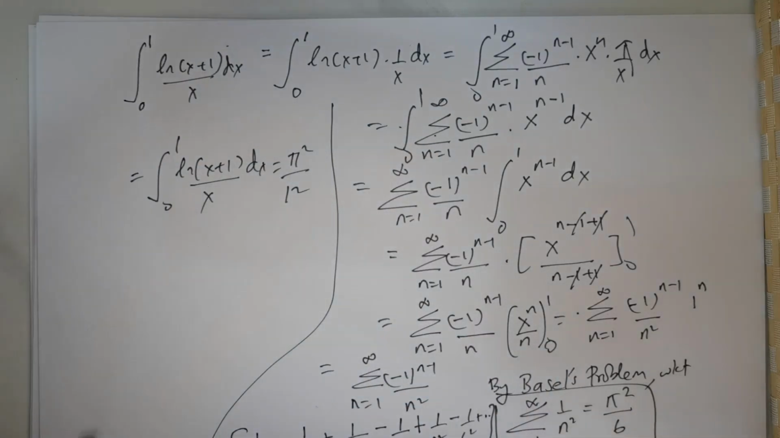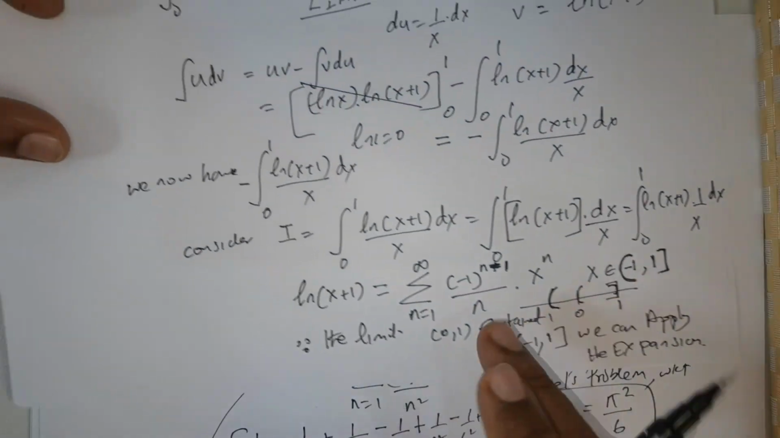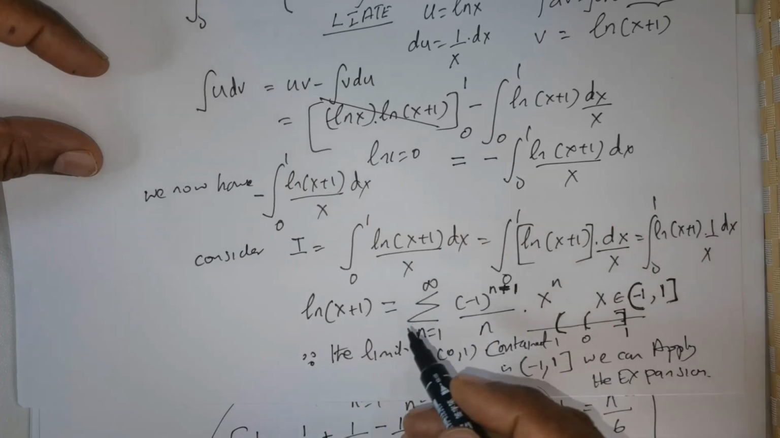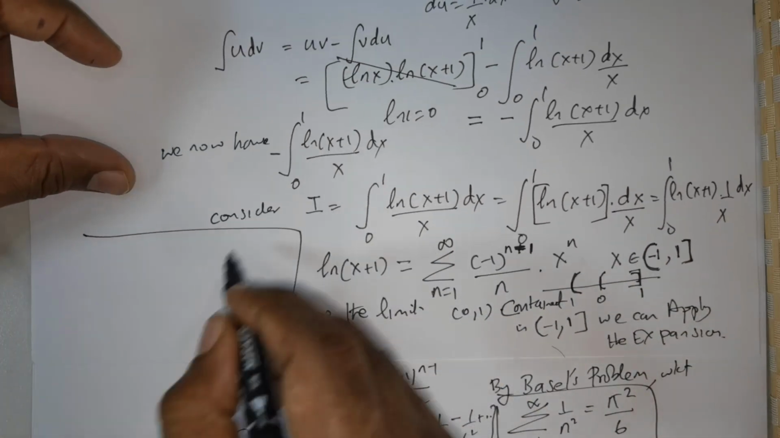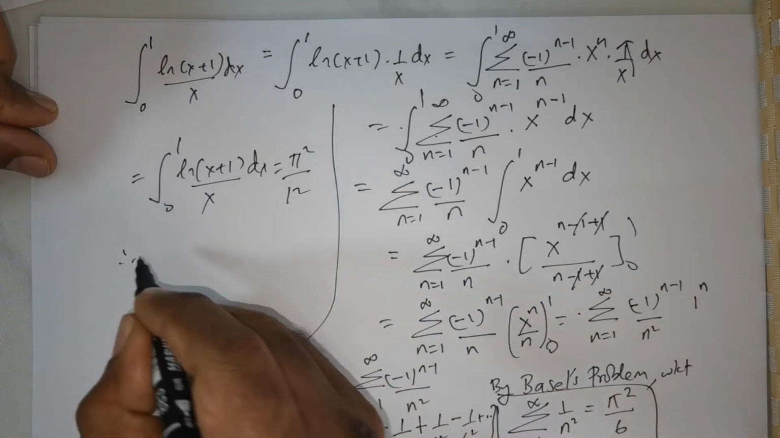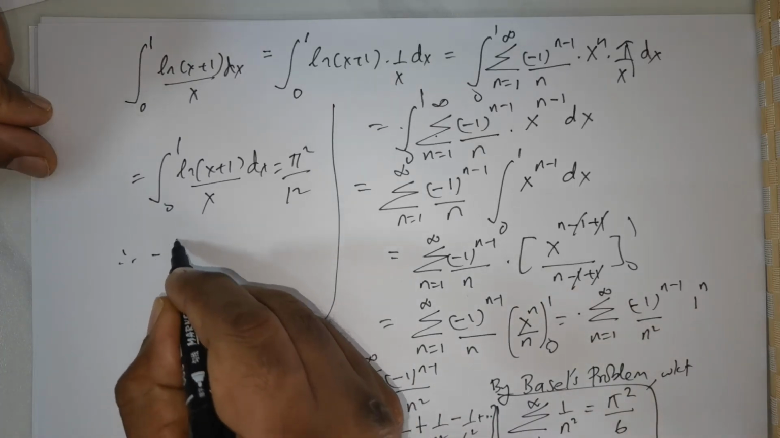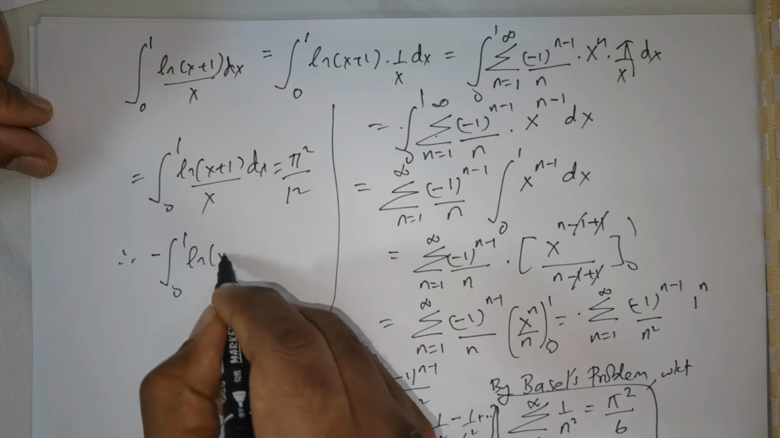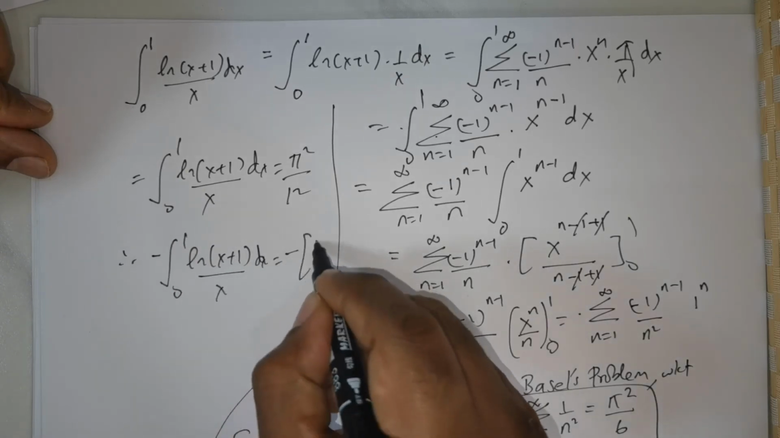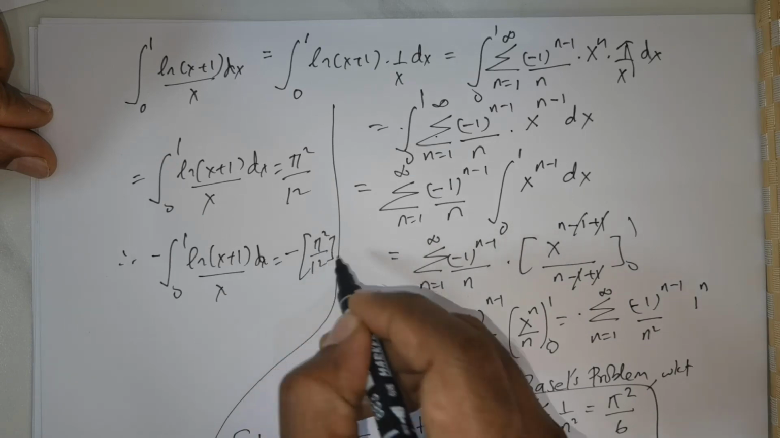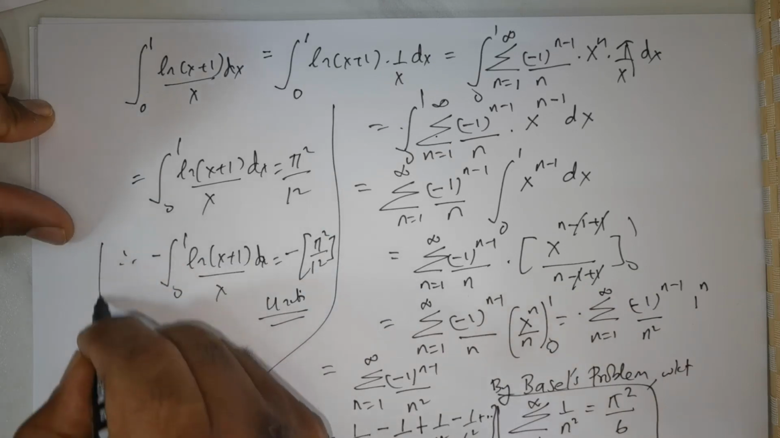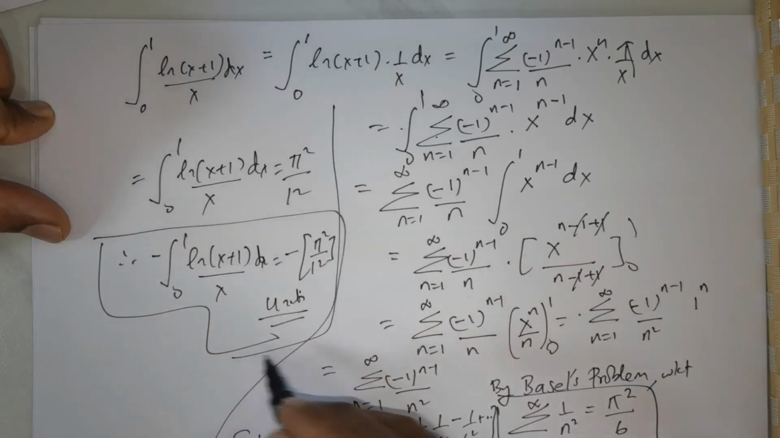What is exactly required? Let me show you. I need the negative, right? So therefore, let me write that down. Negative the integral from 0 to 1 of ln(x + 1) divided by x times dx is equal to negative pi squared over 12. So that is the solution for this beautiful question.